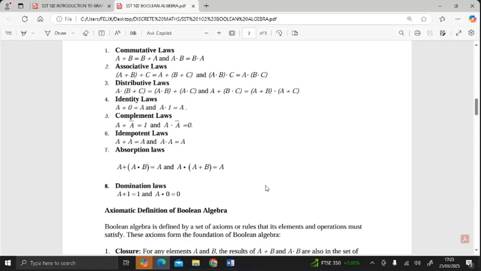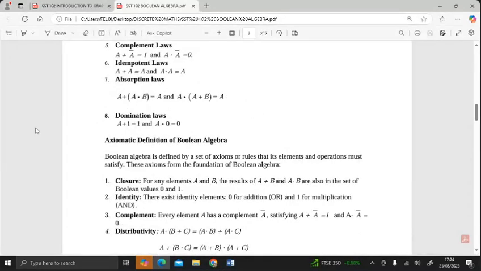And now we go to what we call the axiomatic definition of Boolean algebra. This is when we define a Boolean algebra with respect to a set of axioms, or a set of rules. These rules relate to the elements and operations that it must satisfy. We have 4 axioms in this case. One of them is what we call closure.